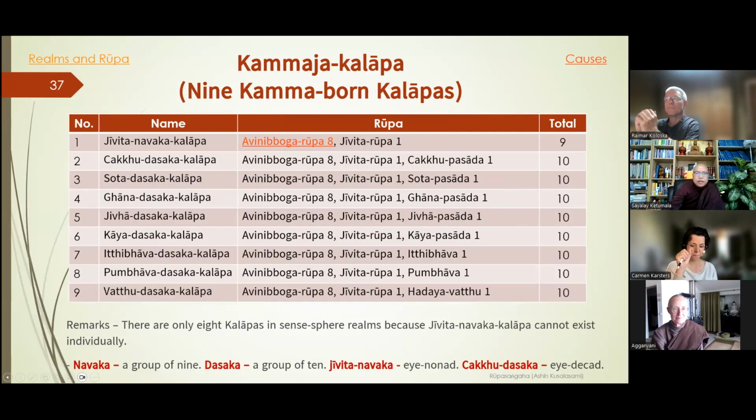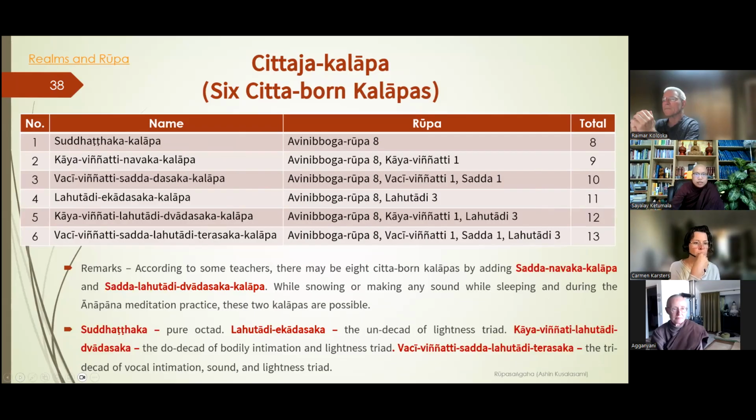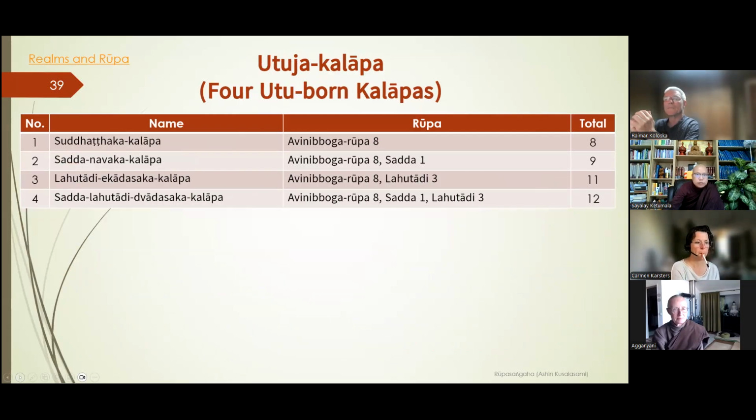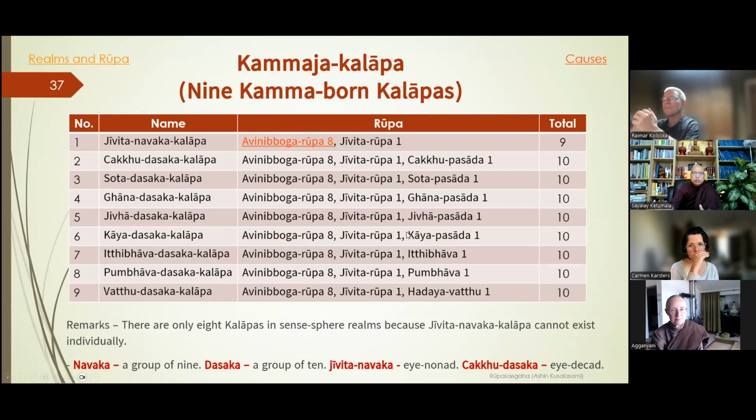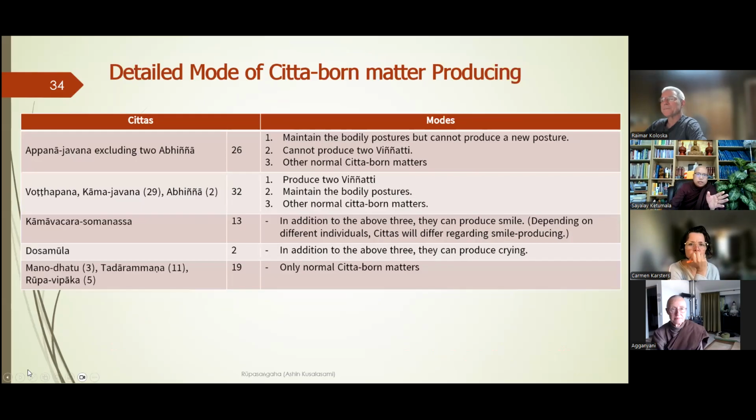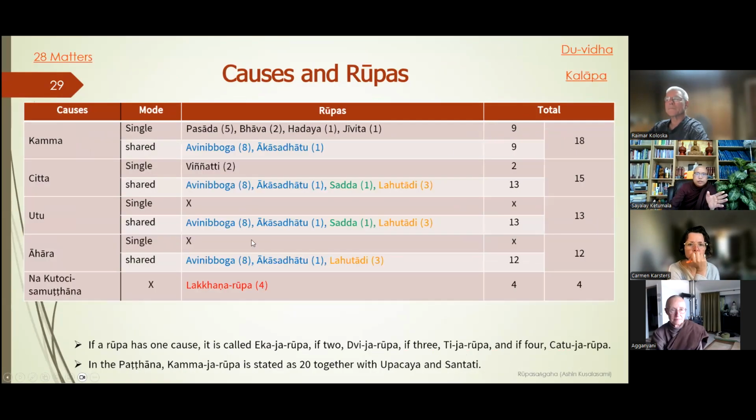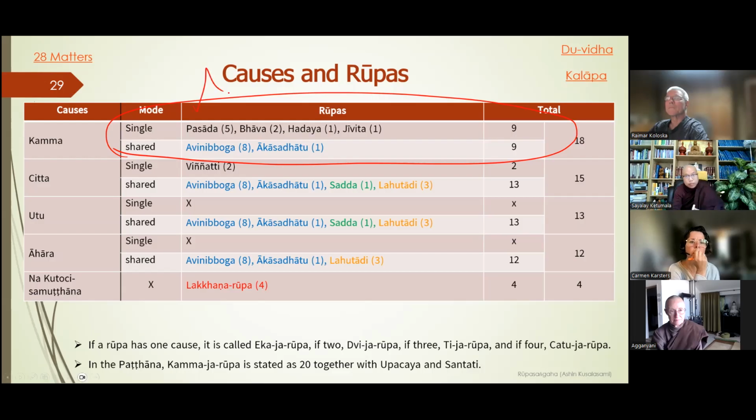So here the kamaja, 9 kamabon kalapas, but in the sense rims, 8 kamabon kalapas, and chedaja kalapa, uduja. And also you should not forget how to make a group. You see the 28 rūpas, and also the cause of the 28 rūpas, and you have to understand how to make this grouping based on the causes of the rūpa. Based on this, you have to understand how to make a kalapa group.